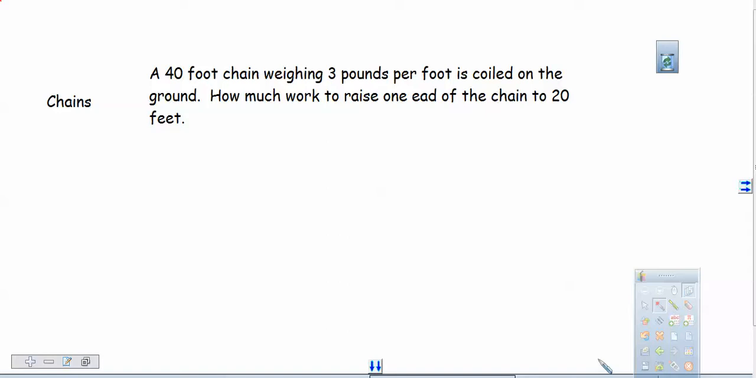Alright, today we are going to look at different work. We're going to look at chains first. We're actually going to look at chains and Boyle's Law, but we're going to do chains first.